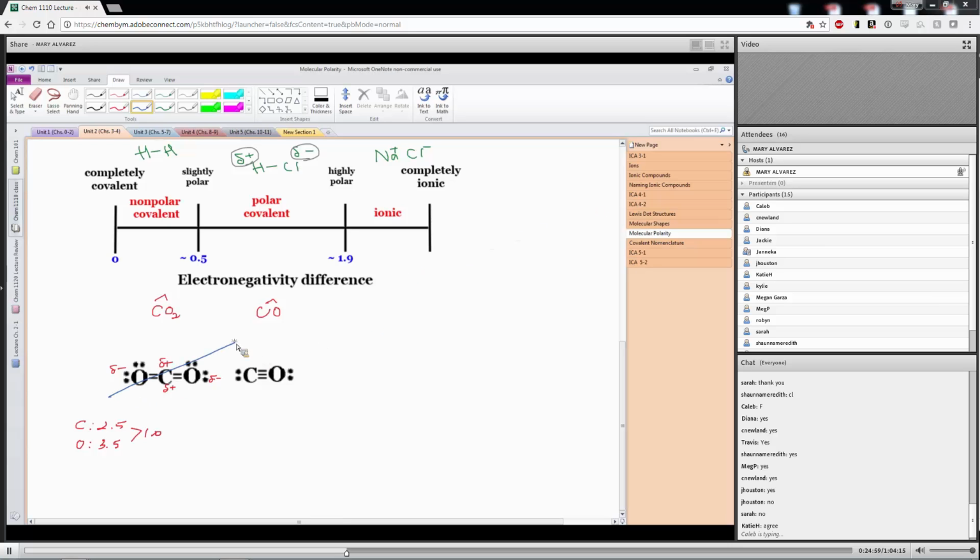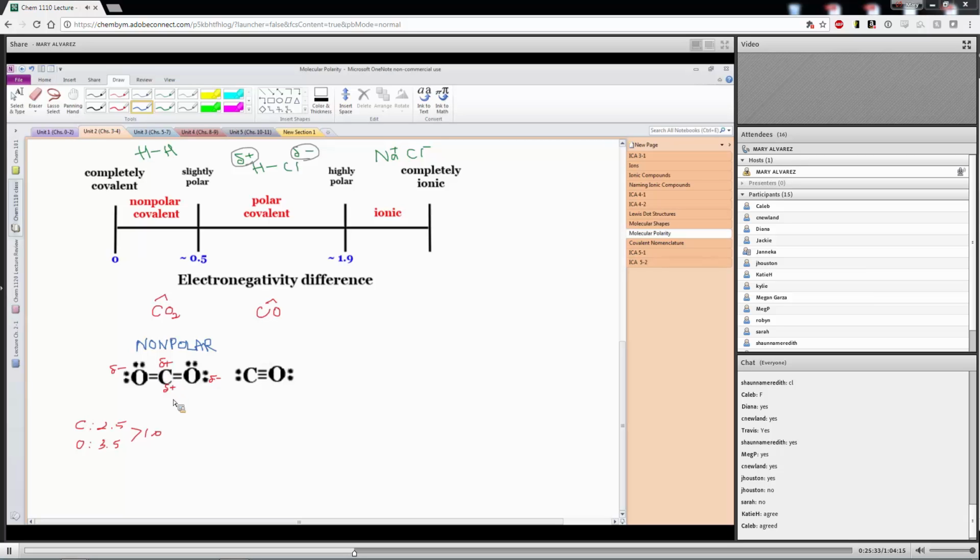If I put the line here, nope, I've got one of each on either side. If I put the line here, I've got one negative here. So there's not one side that's polar that has a negative pole and one side with a positive pole. So the carbon dioxide molecule is a non-polar molecule, even though it has polar bonds, because even though a bond may be polar, overall those bonds add up to be nonpolar.